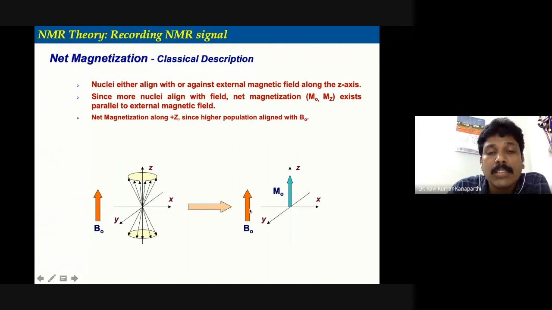This magnetization is generally represented with a thick arrow, and the terminology is also M or M0. In some textbooks you will find it as M0, and in some textbooks as M. So capital M or M0 stands for the net magnetization vector. This is very, very important.